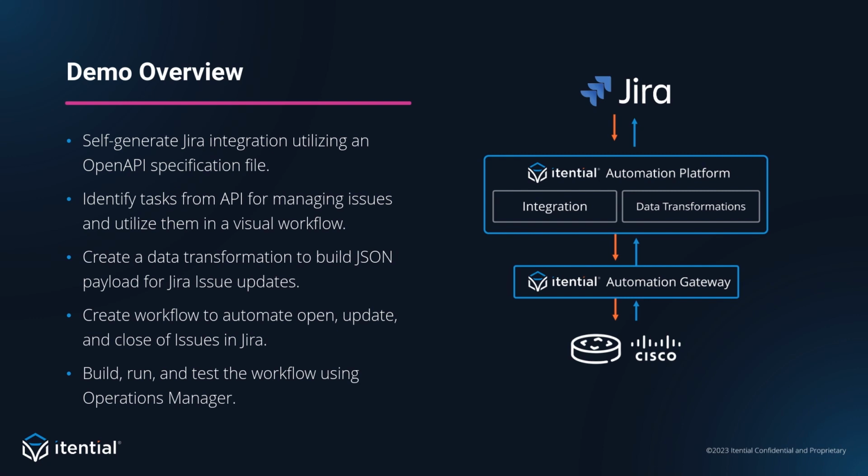Then we'll take a look, after we've integrated that, at the different tasks that are now available for managing issues in Jira and utilizing them in our visual workflow canvas. Then we'll start to build. I'll show you step by step some of the tasks we'll use, which are the API calls that we've onboarded. And then I'll show you how to use a data transformation to build a JSON payload so that we can create and modify and update these Jira issues.